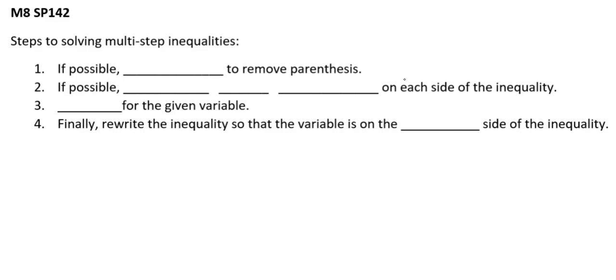Linear inequalities level 2. Steps to solving multi-step inequalities. Number 1, if possible, distribute to remove the parentheses. Step number 2, combine like terms on each side of the inequality.